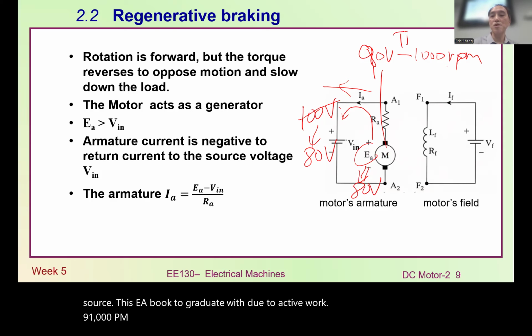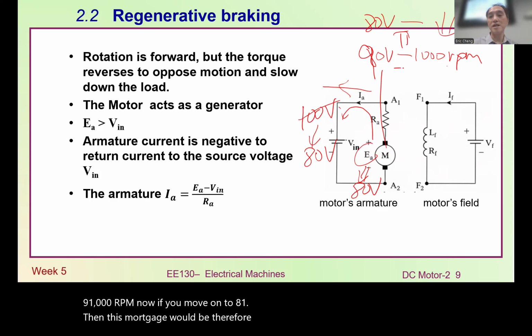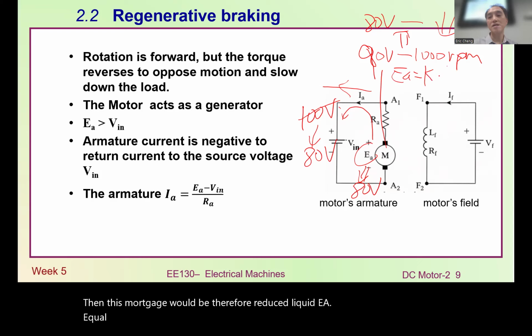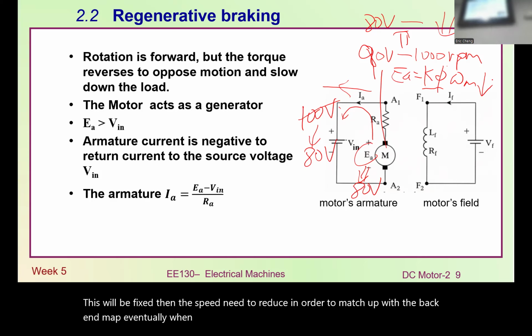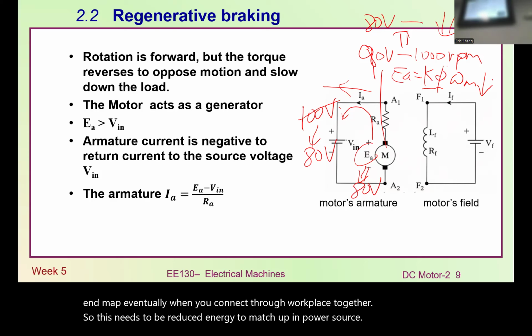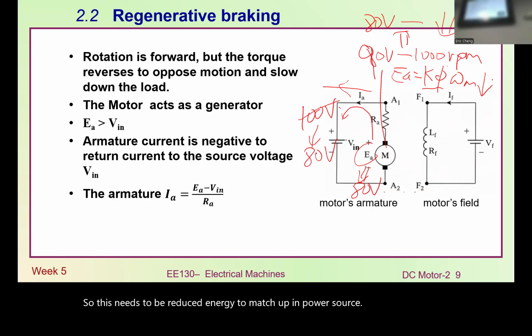Now if we move on to 80 volt, then this voltage will be therefore reduced because EA equal to K phi omega m, right? So that is, this will be fixed, then the speed needs to reduce in order to match up with the back EMF. Eventually, when you connect two voltages together, this is not 80 volt, originally 90 volt, so this will be reduced, energy to match up the power source. So that will eventually reduce to 80 volt. If you reduce to 80 volt, then the speed needs to be reduced. You get it?